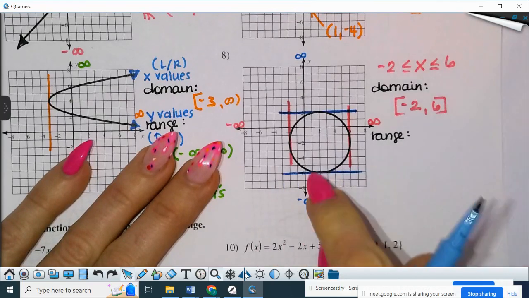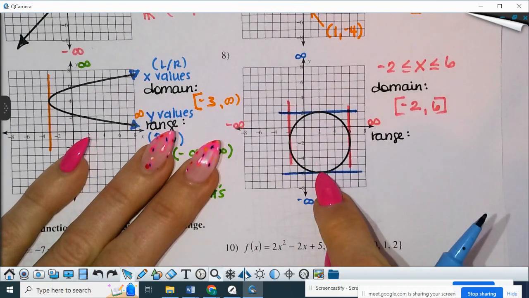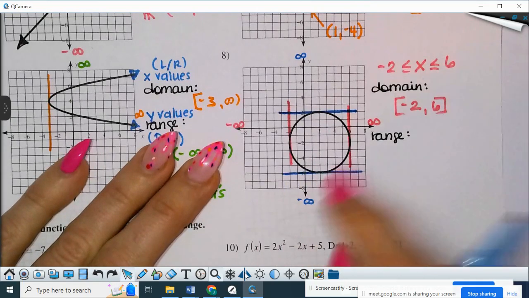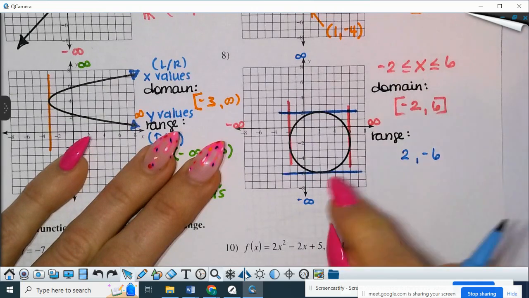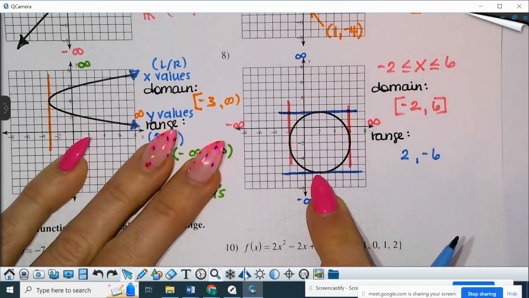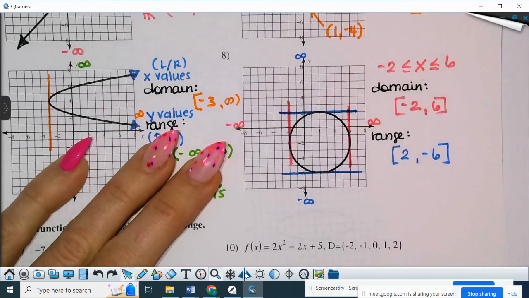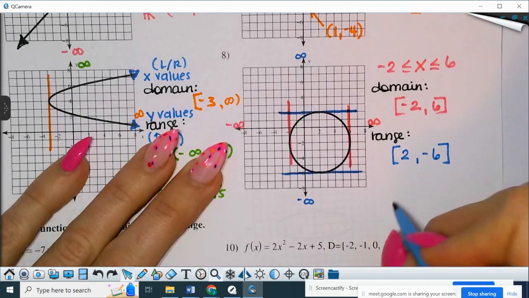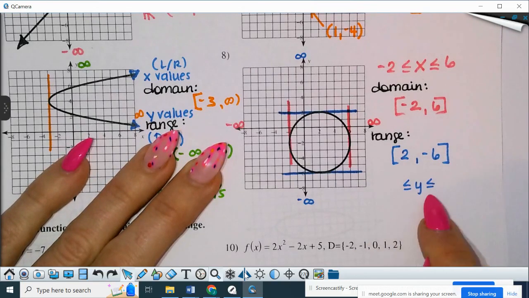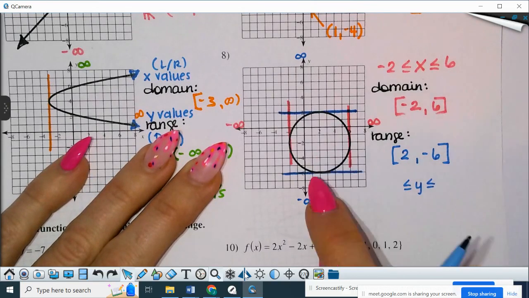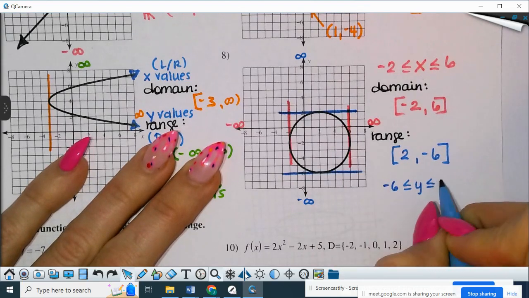So it goes all the way up to positive 2, and then it goes all the way down to negative 6. So positive 2, negative 6. That is part of the graph. So you have bracket, bracket, because it's not infinities. And again, you could write it the same way. Inequality is always written this way if you write the small number first. So negative 6 is smaller than a positive 2.